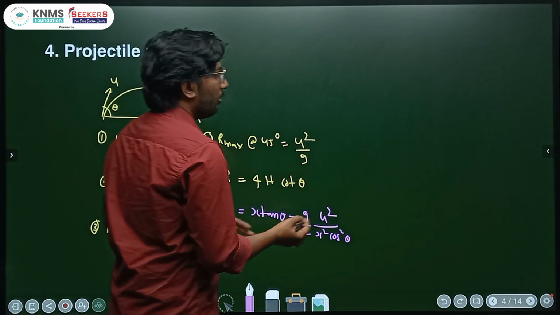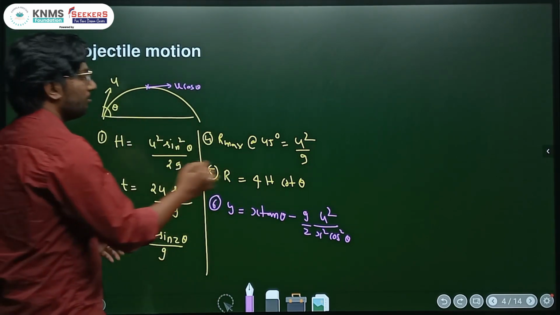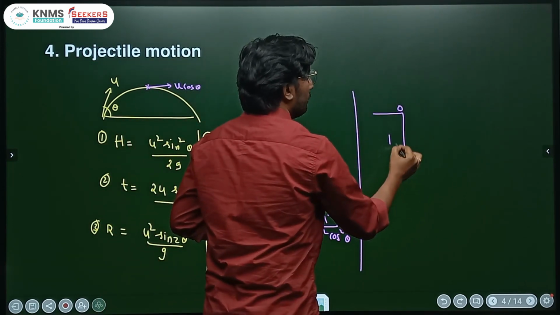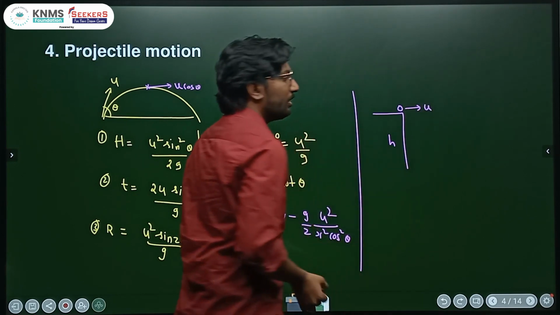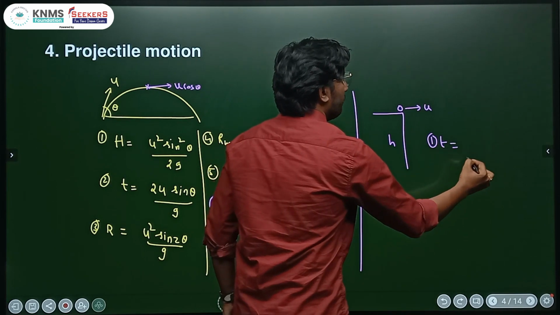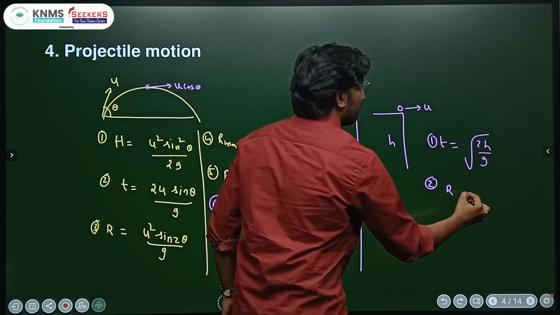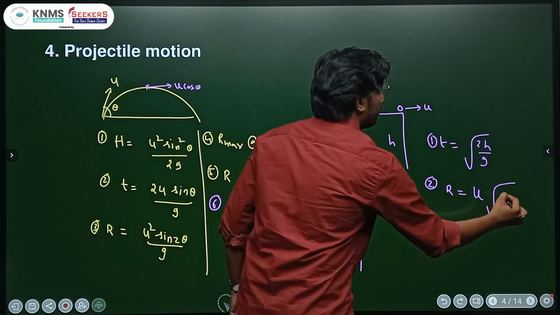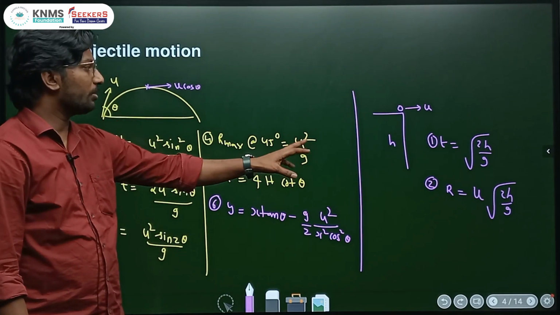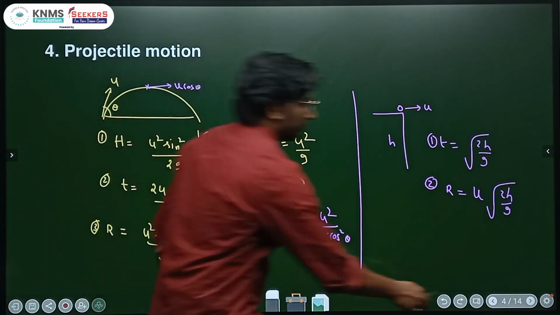Other than that, we can take horizontal projectile motion questions, which follow almost similar ideas, but horizontal projectile motion begins from a particular height and the object is projected horizontally. In this case, time of flight equation will be root 2h by g, and range equation will be u root 2h by g. These two equations can help you solve any question based on horizontal projectile motion. Let's go for some questions based on projectile motion.